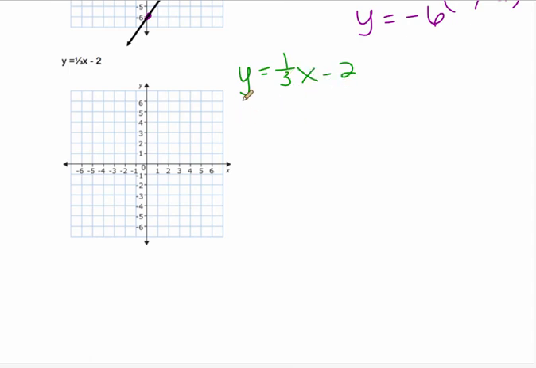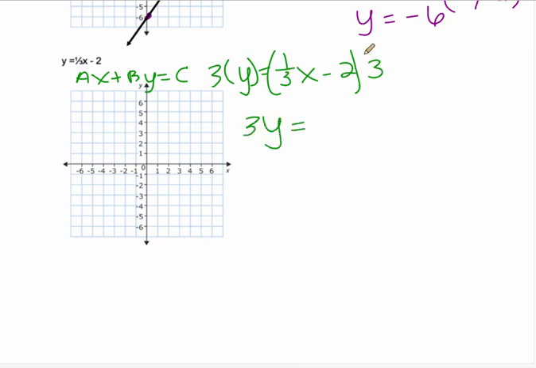So in order to put this in standard form, remember standard form is ax plus by equals c. So I want my x and y on the left side, and I really would prefer whole numbers. So I want to get rid of this 1/3. How do I get rid of the 1/3? I multiply by the reciprocal. So I'm going to multiply by 3 there and 3 here. So I get 3y equals, now you have to distribute the 3, okay? So 3 times 1/3 is 1, so that's x. 3 times -2 is -6. Now I want the x on the other side, so I'm going to subtract x and get 3y minus x equals -6.